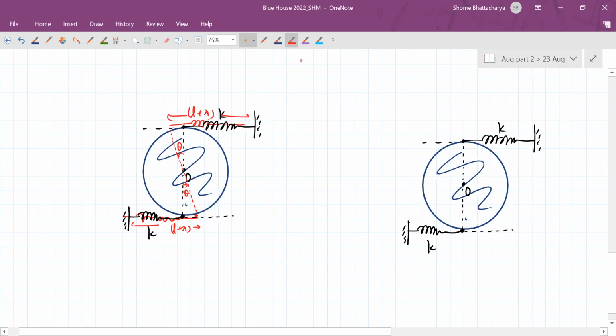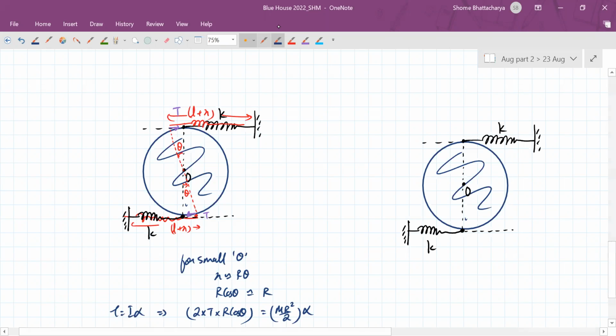x is r theta. Yes, for small angle you could treat x as r theta. So the tension that is acting inwards like this, for small theta, x would be r theta. And r cos theta would be approximately equal to r. So 2 times tension into r cos theta would be the net torque. That would be equal to mr square by 2 alpha. This is our torque is equal to I alpha equation. These would produce an alpha that would be like this.